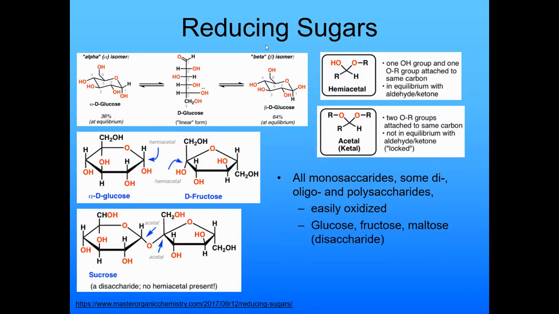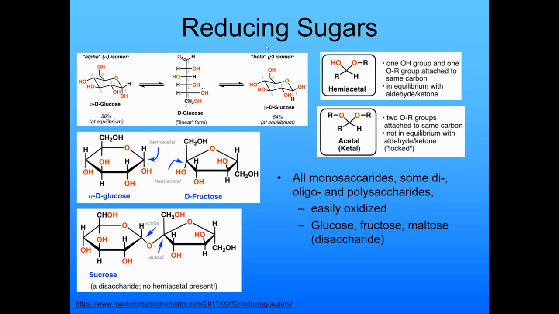But before we go to that, let's talk about reducing sugars real quick. Reducing sugars do the opposite of what oxygen does. They happily give up electrons. So reducing sugars are easily oxidized while the other agent is reduced. Ergo, reducing sugars. Not all sugars are reducing sugars.